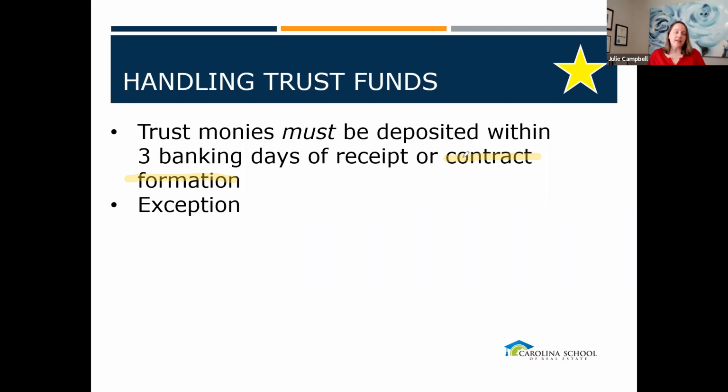So in this case, that 3 days would be, if the contract is formed today, Wednesday, Thursday, Friday to get it in the bank. Because we already have it in our hand, but we can't deposit it until it's under contract. The escrow agent has got to deposit it either within 3 banking days of receipt or contract formation. The exception to this rule is if you're ever handed cash, cash can go in the bank right away, because cash is considered readily available funds and we don't need to wait for that to clear.